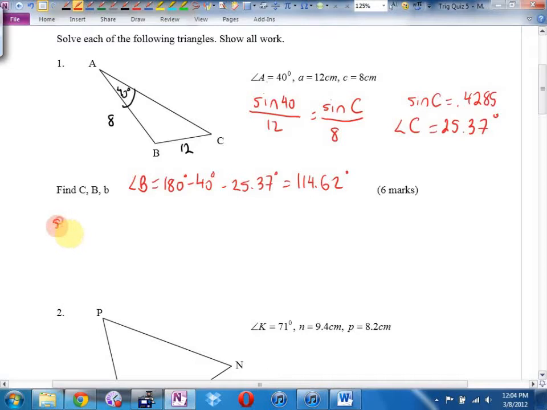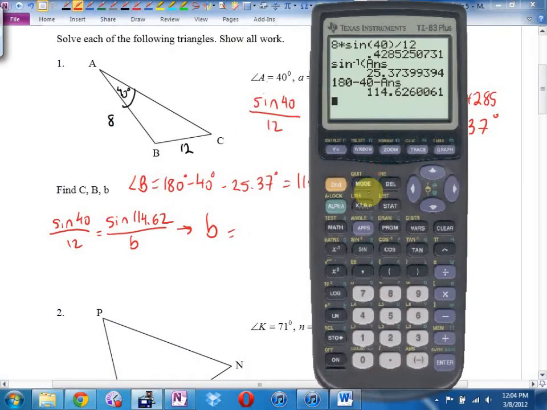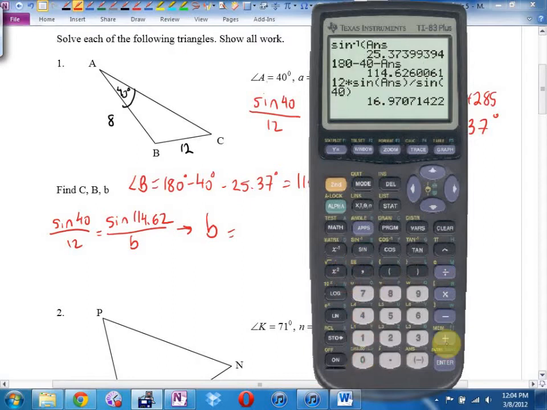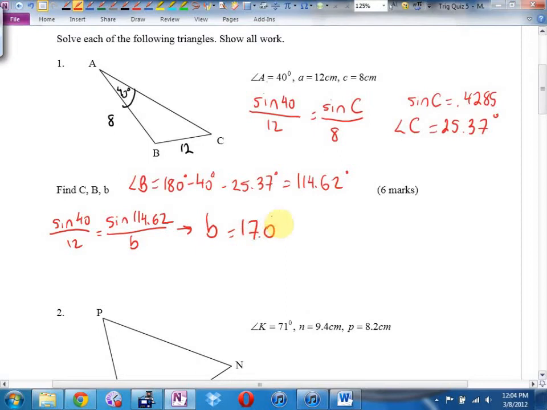I think you'll get this. The sine of 40 over 12 equals the sine of 114.62 over little b. I think you'll end up with little b equaling 12 times the sine of 114.62, which conveniently is my last answer, divided by the sine of 40. You get 16 point, well, I guess 17-ish. Is that right? I'll go 17.0.